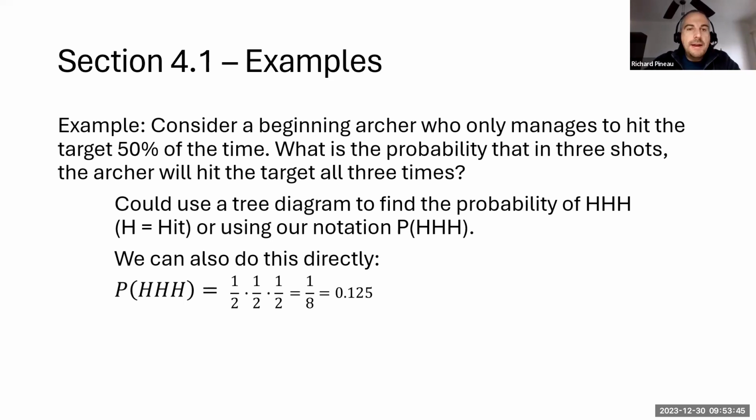Now, someone might ask, well, what happens if we wanted 5 shots? Well, then we would multiply by 1/2 and multiply by 1/2 again. So that would be 1 out of 32. You'd keep multiplying each time.